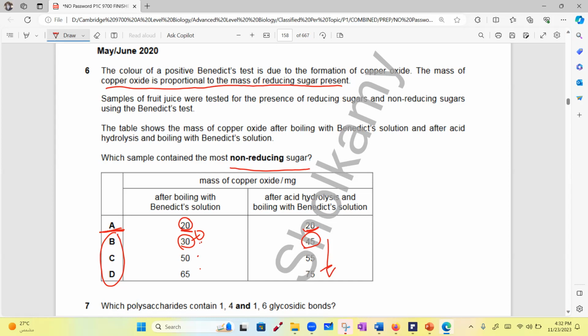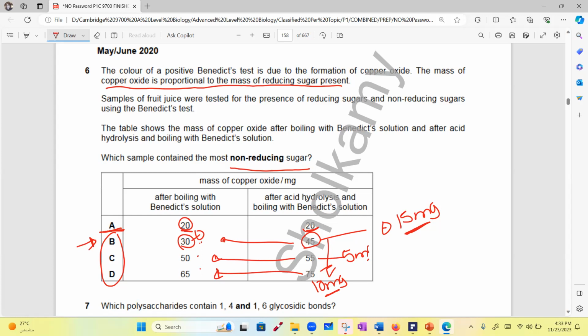Now, 45 minus 30, what's the answer? Wake up with me. 45 minus 30 is how much? 15 milligrams. So the 15 milligrams of copper oxide that appeared here in solution B was because of the non-reducing sugar. 55 minus 50 is 5. So here only 5 milligrams because of the non-reducing sugar. 75 minus 65 is 10 milligrams only because of non-reducing sugar. So the non-reducing sugar is found most in which solution, A, B, C, or D? B. Do you all understand?